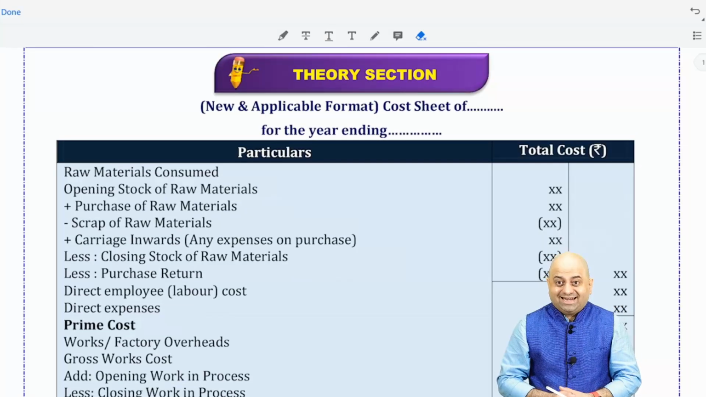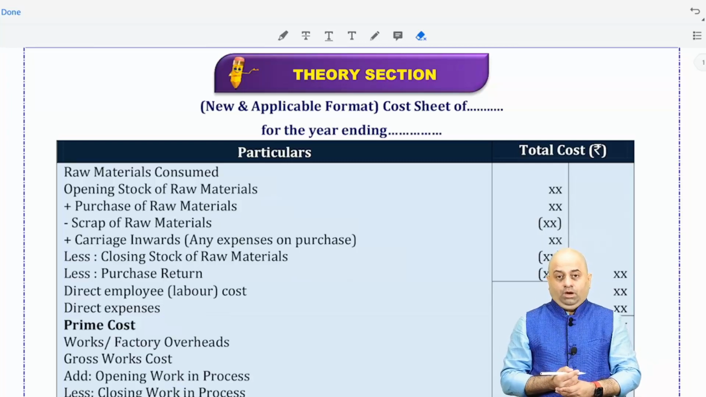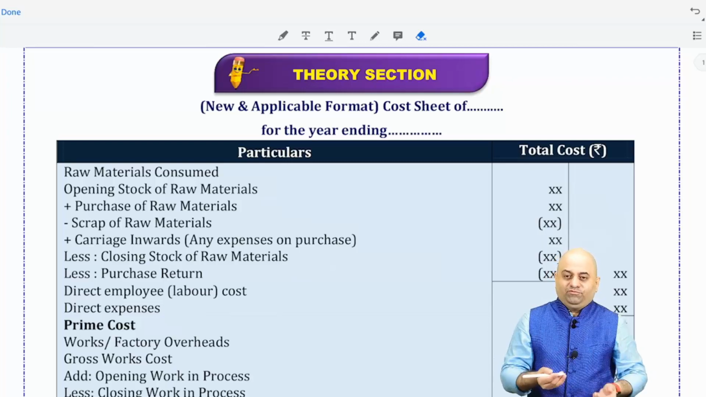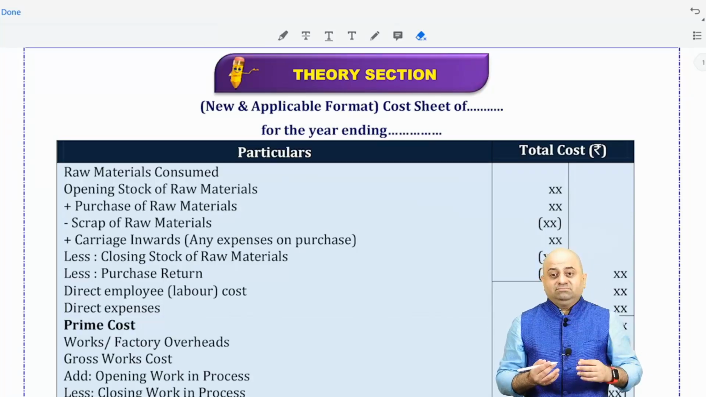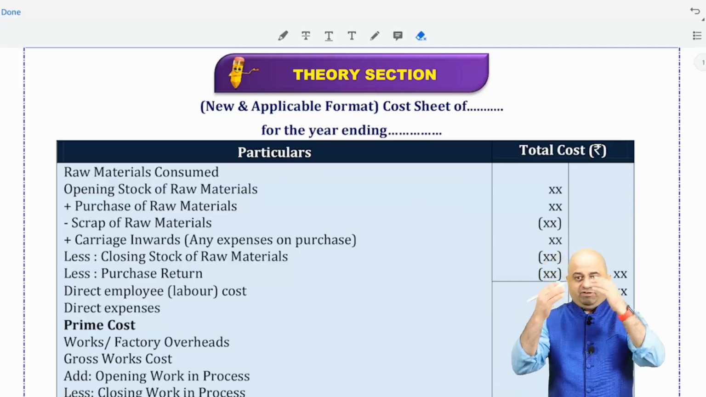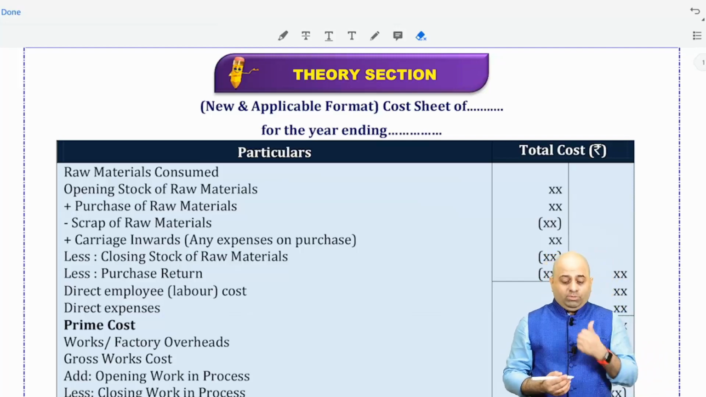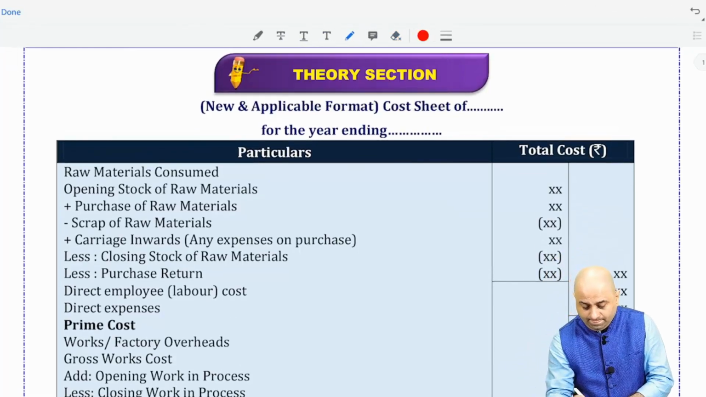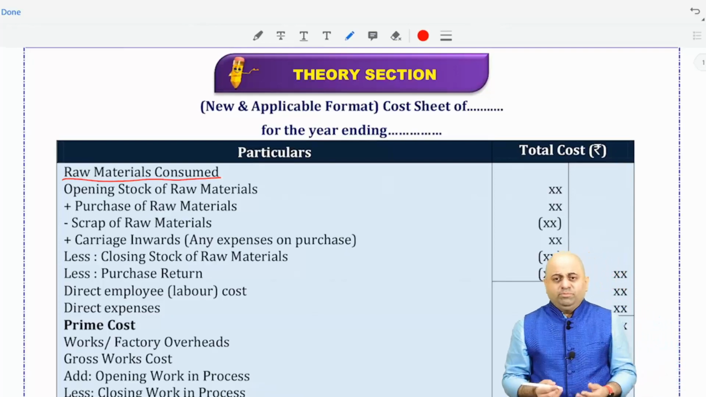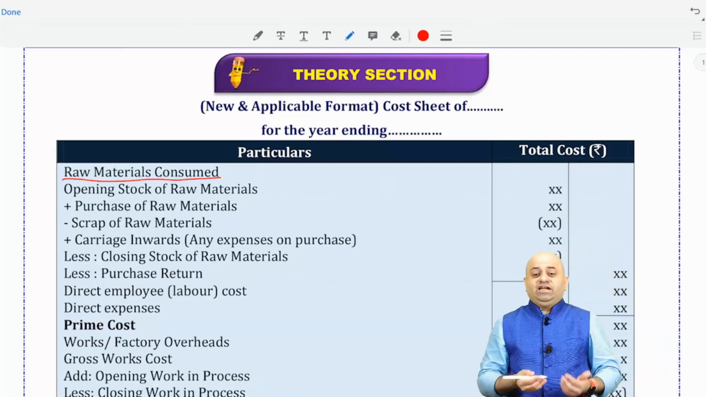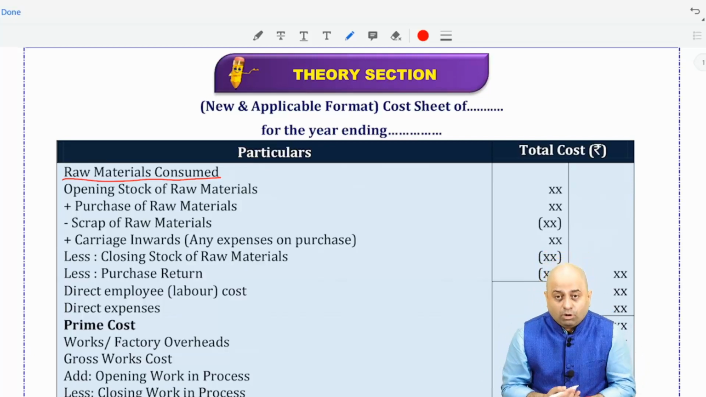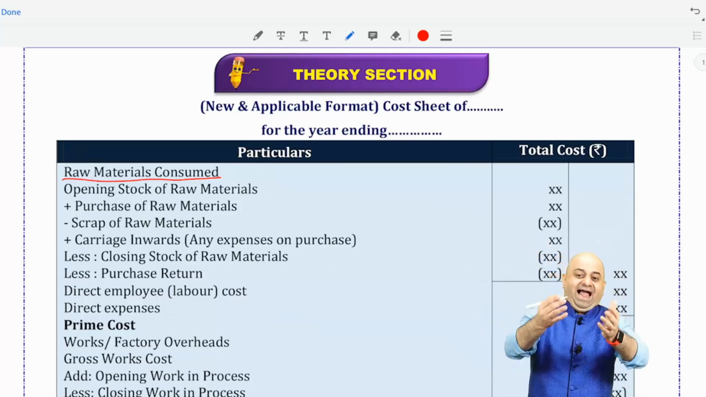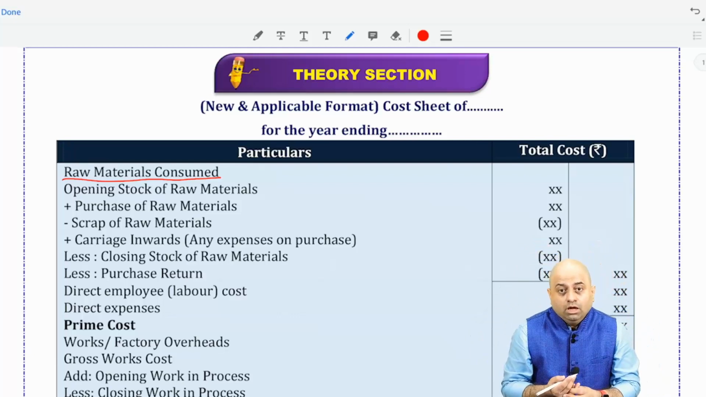The format is right in front of you. Let us start going through this. I'm just supposed to remind you, you know the format. I respect that fact. But as I just said, we are revising, so let us revise the format as well. Raw materials consumed, that is the heading that we begin with. Consumed means used. So how do we find out how much raw material is used? Opening stock of raw material will be there. Plus you will purchase something, naturally it will add up to your raw materials.